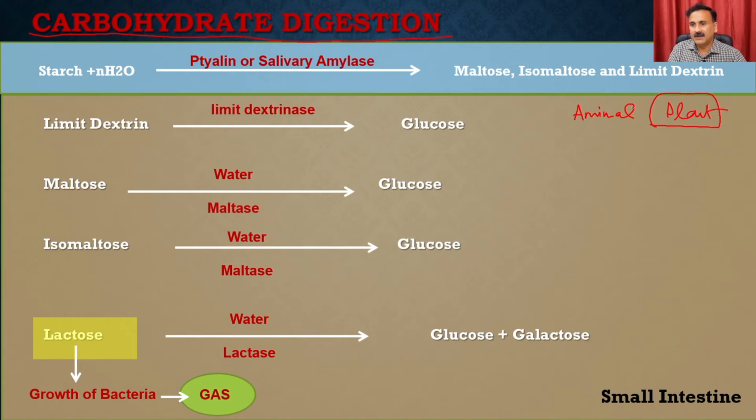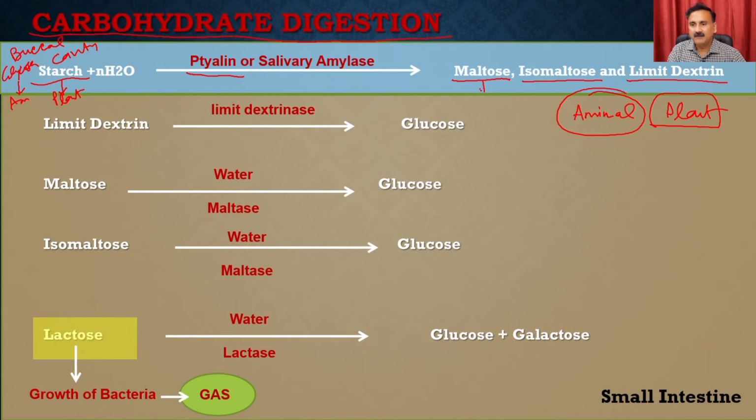The first thing is that carbohydrate digestion starts very early on. It starts from the buccal cavity itself, because the starch, which is a plant carbohydrate, or the glycogen, which is an animal carbohydrate, enters the buccal cavity, and there the starch is acted upon by the salivary amylase or the ptyalin. That is going to form the maltose, isomaltose, and the limit dextrin.